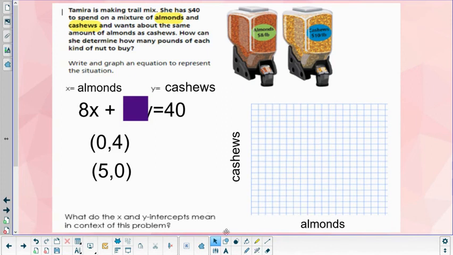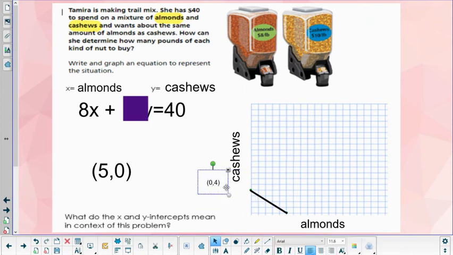So our first point is 0, 4. So I go left and right 0, but I go up 1, 2, 3, 4. Okay. And my second point is 5, 0. So 1, 2, 3, 4, 5. And go ahead and connect our 2 points. So these are all of the possibilities that we could have. Okay. So this was our 0, 4. This over here was our 5, 0.